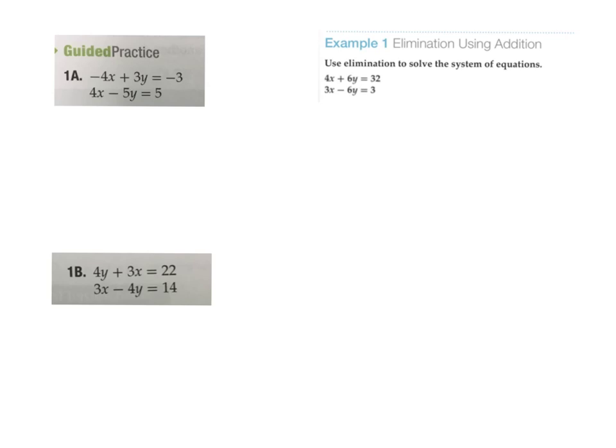In this section, we're going to eliminate using addition. And that means if you have two things that are opposite signs but the same number, we can add, and that eliminates the letter. So if you look at this very first problem, we have -4 and 4. So if we were to add these two equations up, these would go to 0.